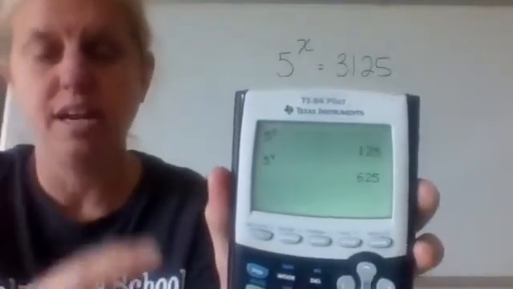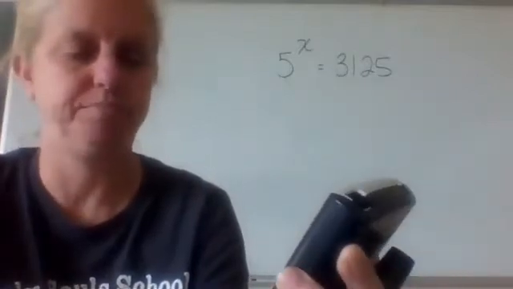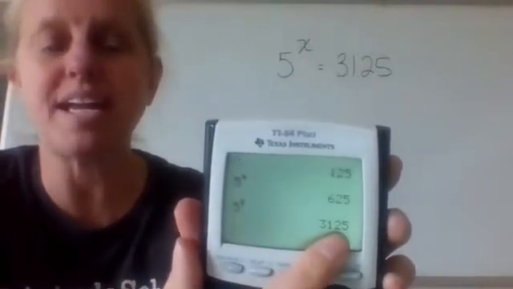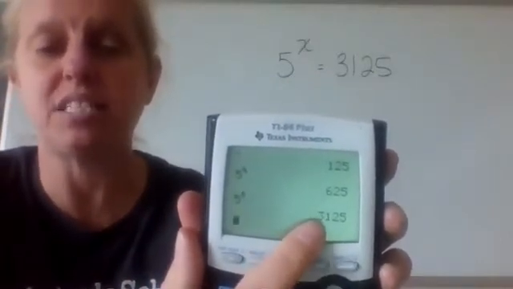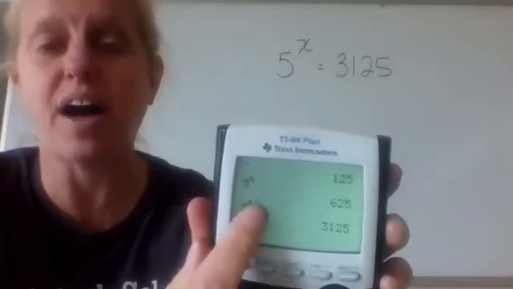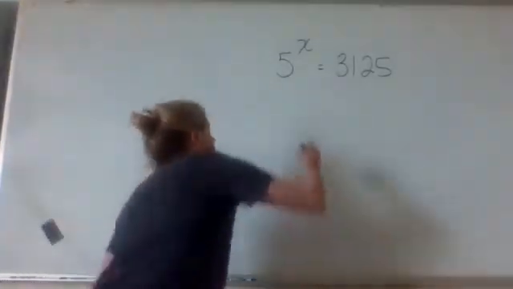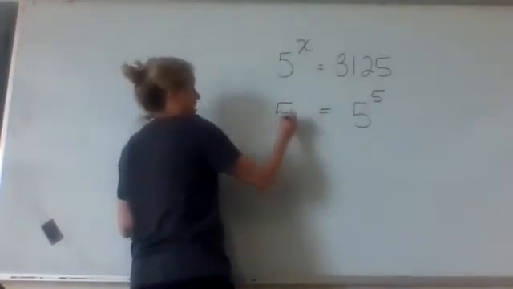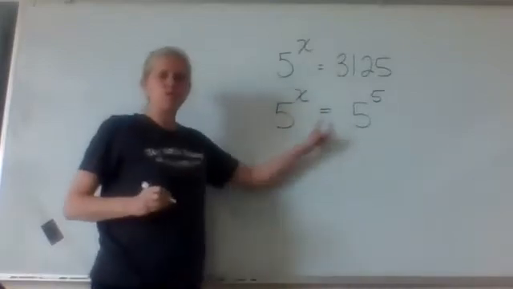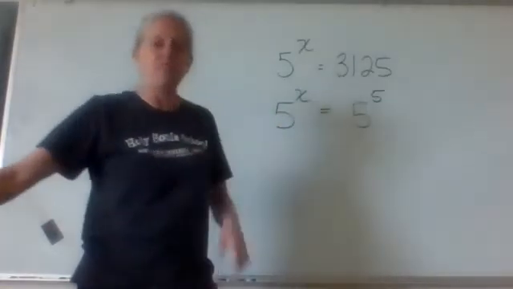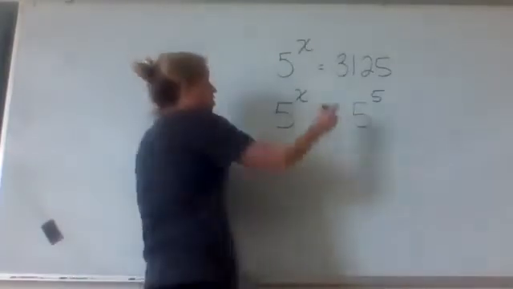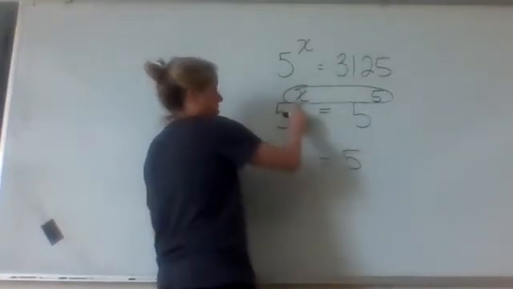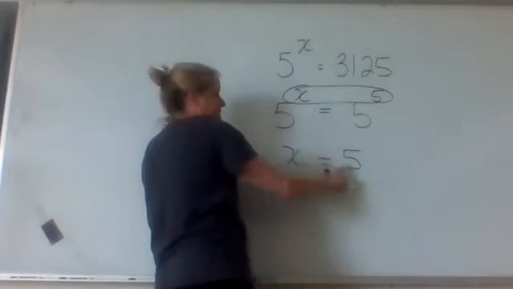Okay, so I'm getting closer. Let's try 5 to the 5th power. Okay, so I landed right on it, which means on that right side, instead of writing it as 3125, I can write it as 5 to the 5th power. I'm going to bring this left side down. If you can make the bases on both of these the same, then all you have to do is set your exponents equal to each other, which in this case is just x and 5, and then solve for x.